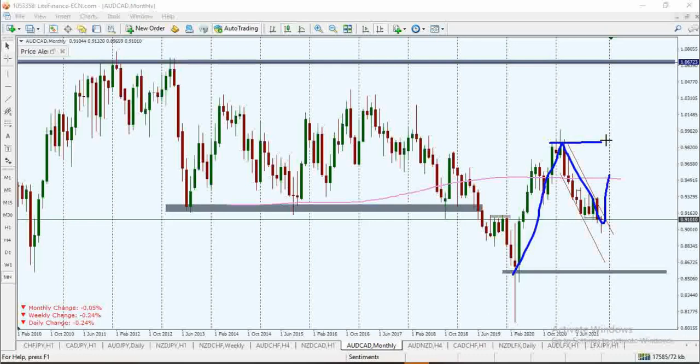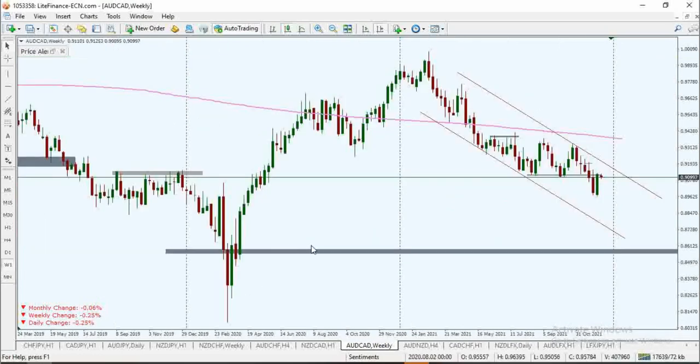So I'm going to be looking at this bearish scenario over a long term rather than a bullish one. For this one here, we're going to look at a weekly time frame. We've drawn a trading plan on a monthly time frame, and we're going to go ahead and draw a trading plan on a weekly time frame.